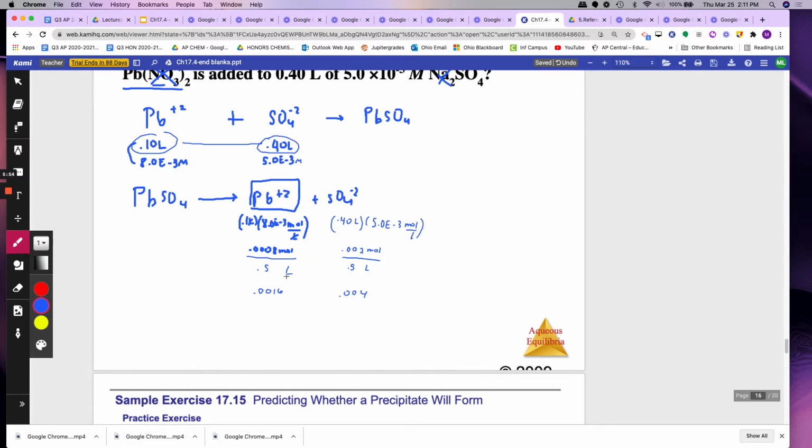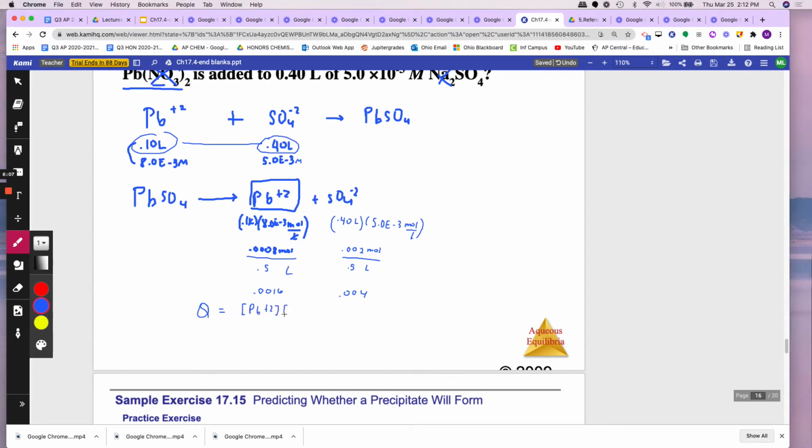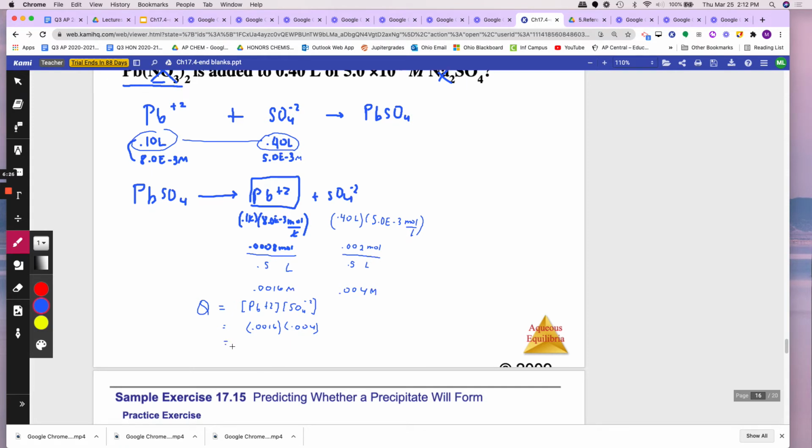Okay, so the equilibrium expression, if you don't know if you're at equilibrium yet, you're going to solve for Q. Q is going to be equal to Pb plus 2 concentration times SO4 minus 2 concentration. It's equal to 0.0016 times 0.004. Remember, the brackets mean molarity, therefore I used molarity. Okay, so Q is going to be equal to 6.4 e negative 6.